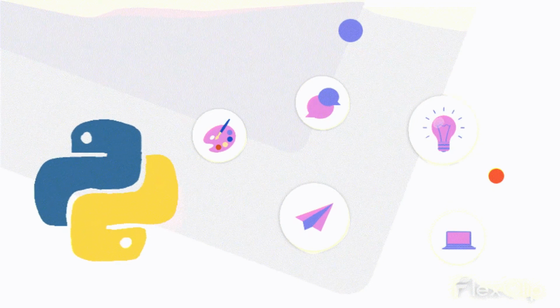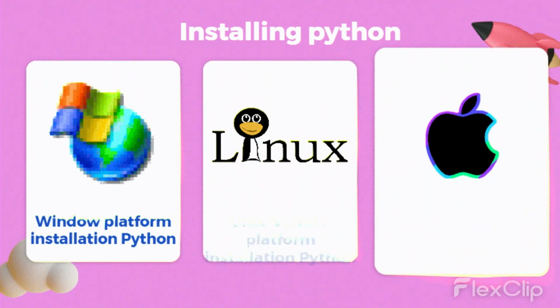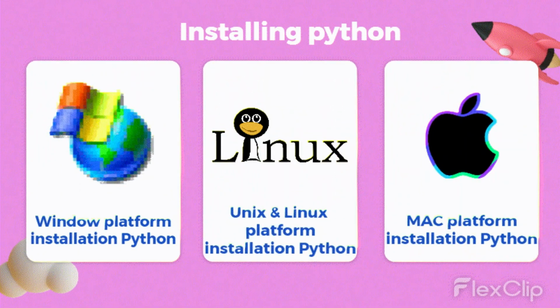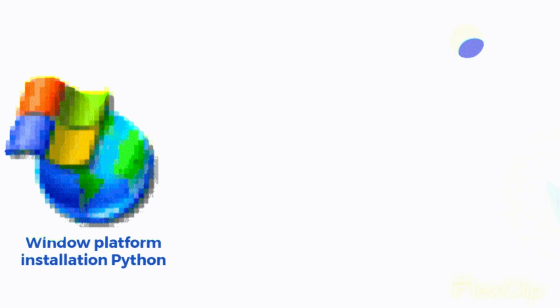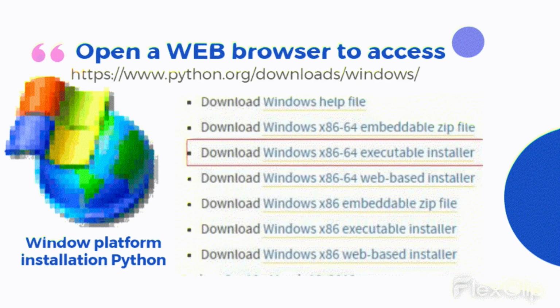Let's first learn how to install the appropriate version of Python on your device. There are different ways to install Python for different operating systems on your computer, for example, Windows, Unix, and Mac. Take my Windows operating system as an example.